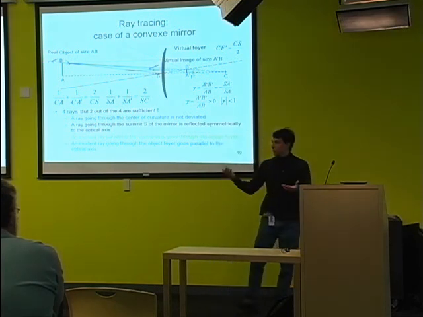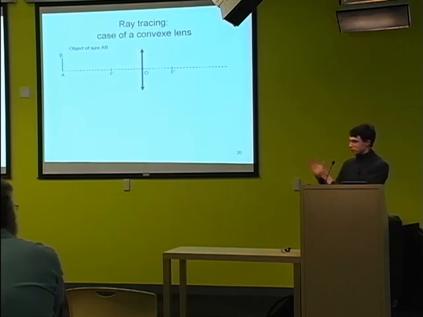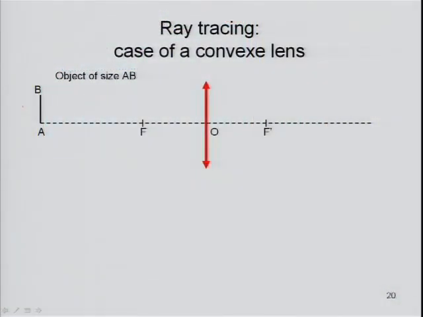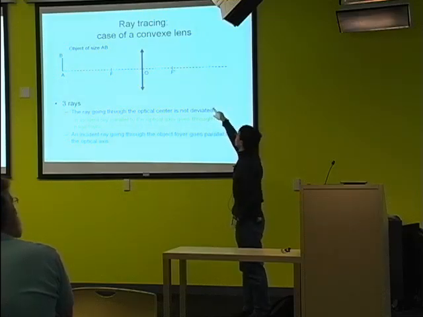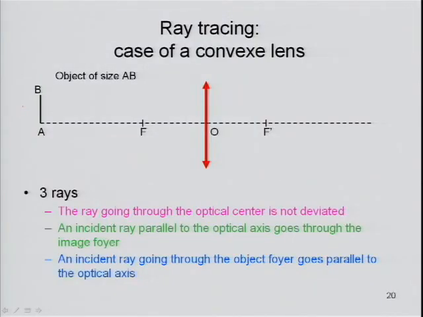Yes. We'll see several examples with an association of different components. So convex lens. So it's a convex lens, so we have an object AB. So we have an image focal plane, focal point F prime. We have an object focal point F and a center in the center of my lens. And in this case, we have three rays that we can trace.